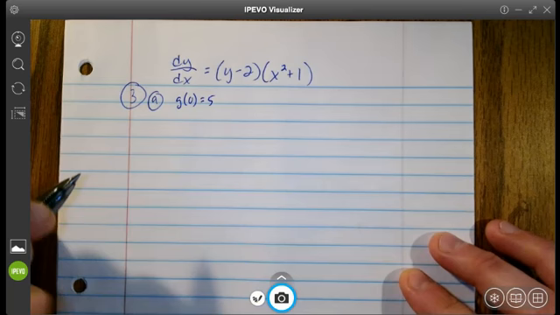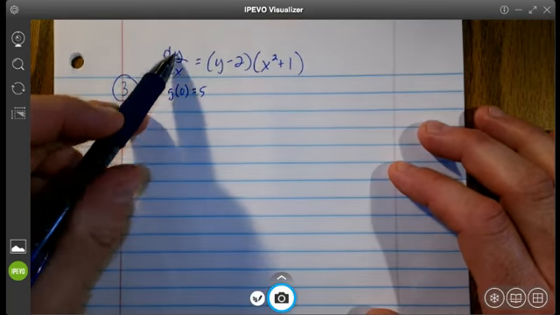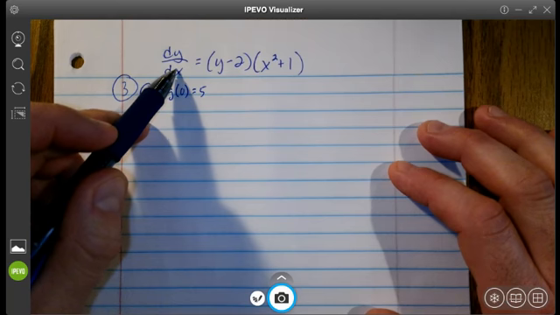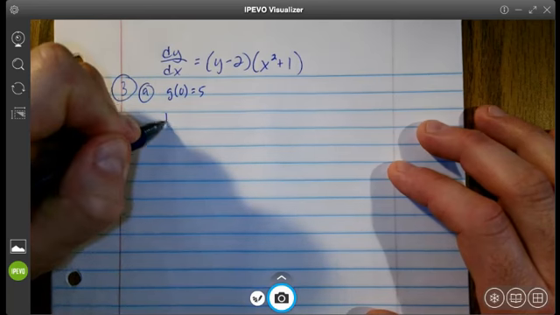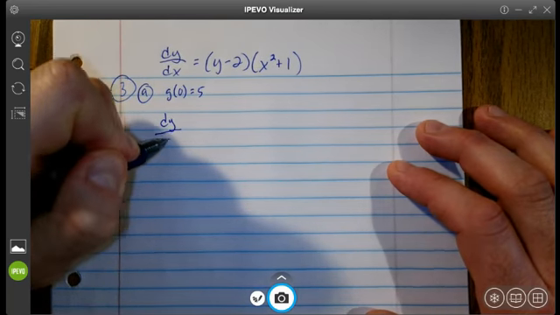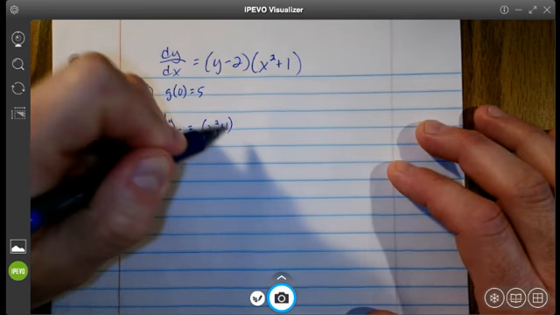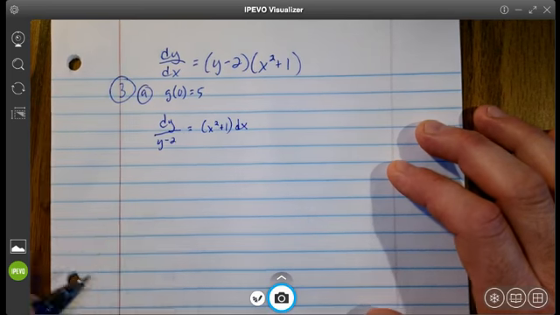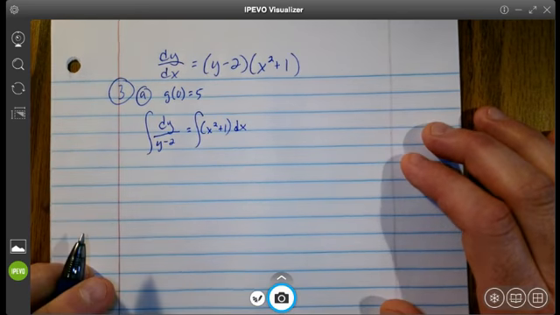All right, so first step in solving a differential equation is to separate the variables. So our variables are y and x, so I'm going to multiply by dx, and I'm going to divide by y minus 2. So I have dy divided by y minus 2 equals x squared plus 1 times dx. All right, so now I am ready to integrate. Once I separate the variables, I can always integrate.